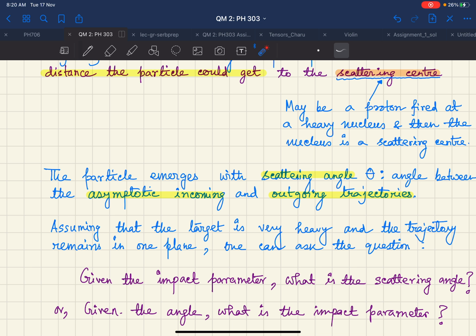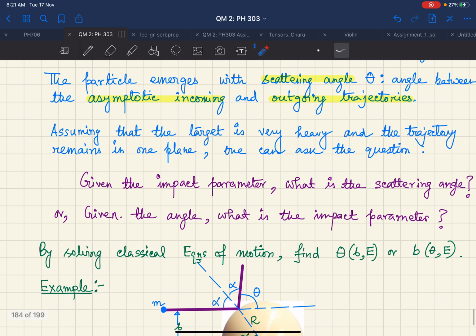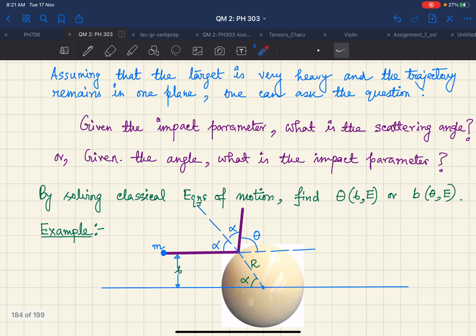Then you can ask the following question: given the impact parameter, what is the scattering angle? That is the question that you need to answer. Or the other way around: given the angle, what is the impact parameter? It's the same question. By solving the classical equations of motion, you can find theta, the scattering angle, as a function of the impact parameter and the total kinetic energy of the particle, or you can calculate the impact parameter in terms of the scattering angle and the kinetic energy of the particle.